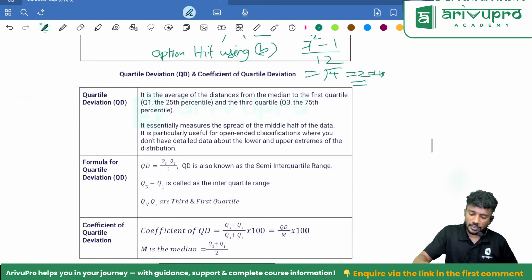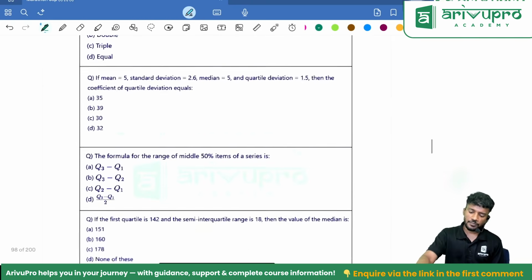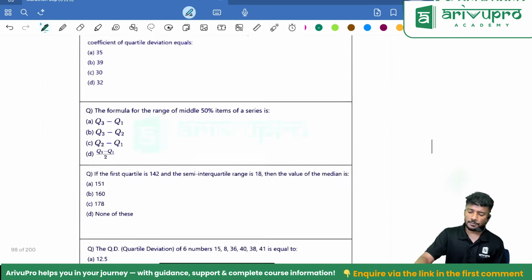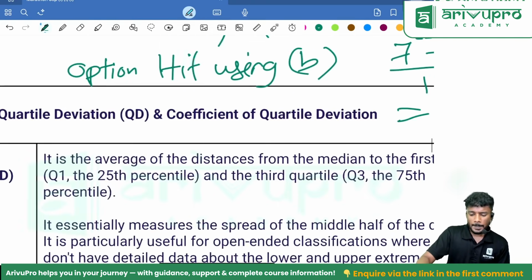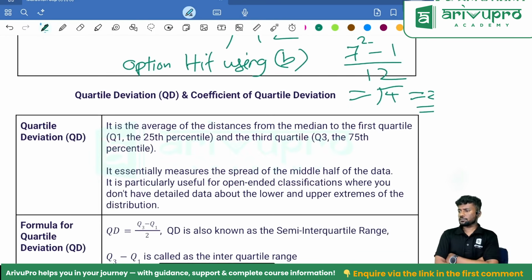Now the final part is quartile deviation. Is it affected by origin? No. Is it affected by scale? Yes, it is affected by scale. Is it affected by origin? No.